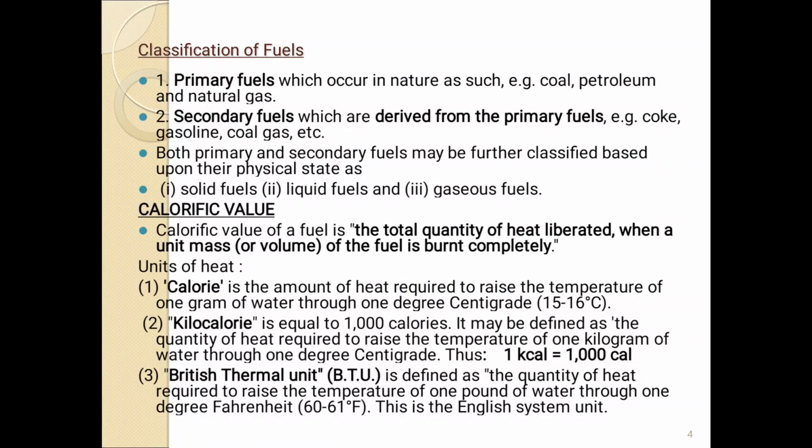Now we'll see how fuels are classified. Fuels can be classified into two types. One is primary fuel and another one is secondary fuel. Primary fuels are the fuels which occur in nature as such. Example for this one is coal, petroleum and natural gas. Secondary fuels are derived from primary fuels. Example coke, gasoline, coal gas, etc. So these primary and secondary fuels can be further divided into solid fuels, liquid fuels and gaseous fuels.